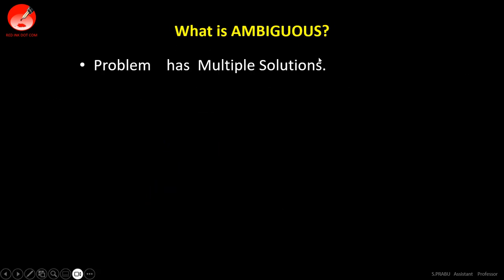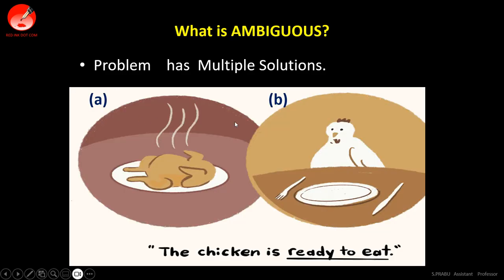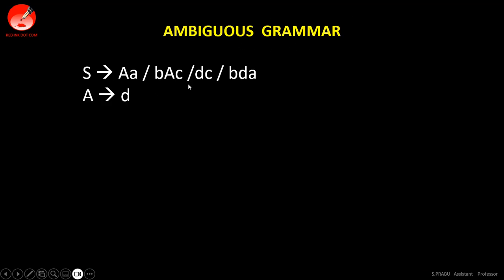Ambiguous is nothing but a problem having more than one solution. If you have two different solutions for the same problem, you are in a confusion state. That is called ambiguous. In a real-time example, which option is suitable for this statement? For this statement, both are correct. Such a situation is called ambiguous. The same kind of issue can happen in a top-down parsing problem.